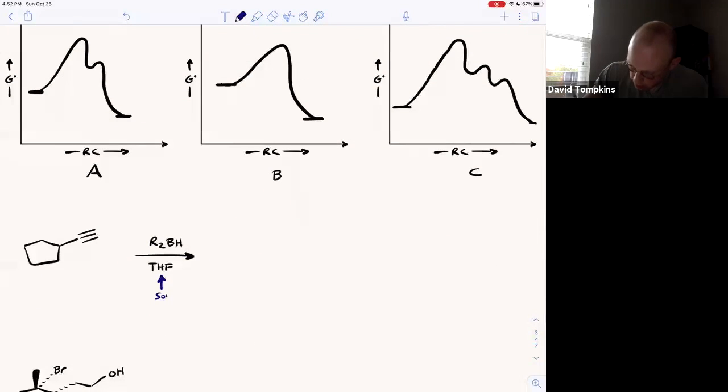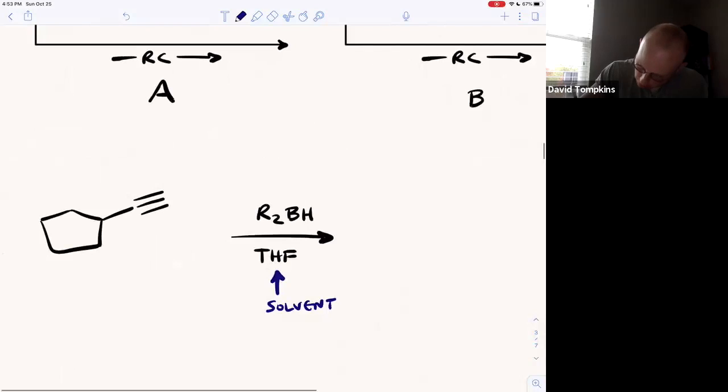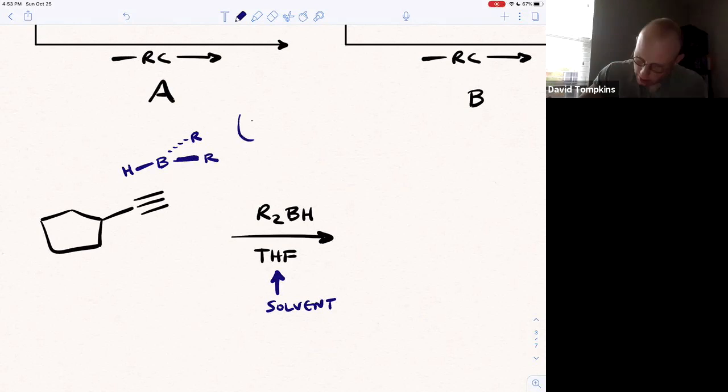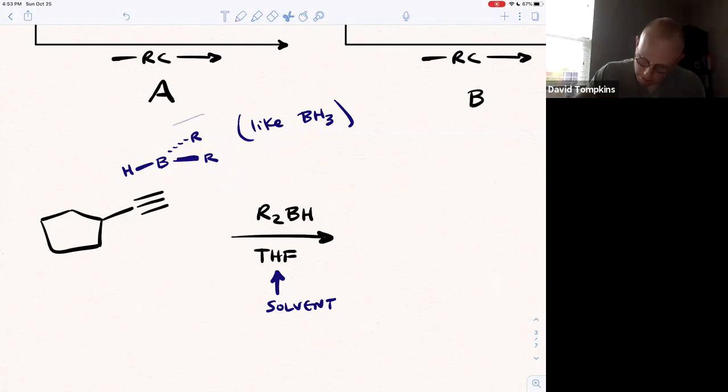THF solvent. So that THF is an aprotic solvent that does not appear in the product. And boron has a bond to hydrogen. It also has these two ambiguous carbon chains. Okay, so this is just like borane, BH3. But with alkynes that have two pi bonds, sometimes we use a dialkyl borane instead of BH3 to prevent it from reacting multiple times. So this is hydroboration.